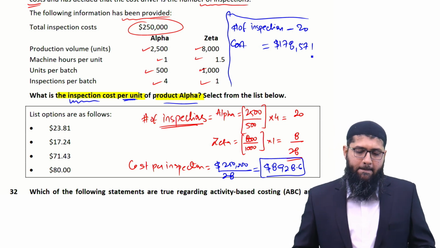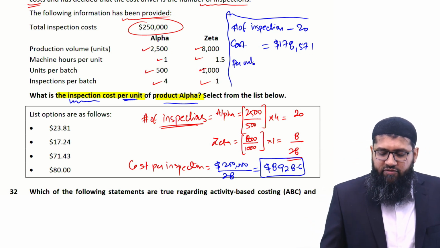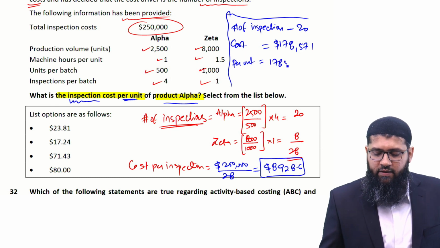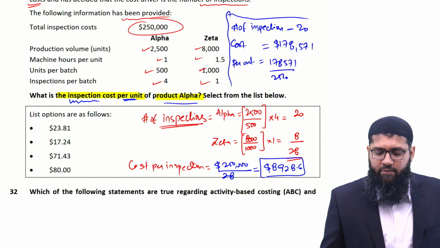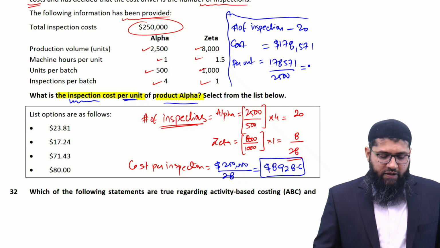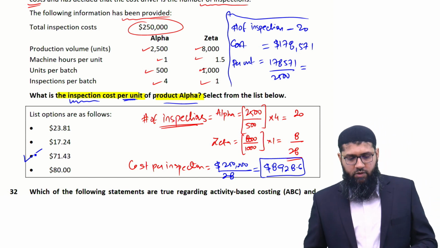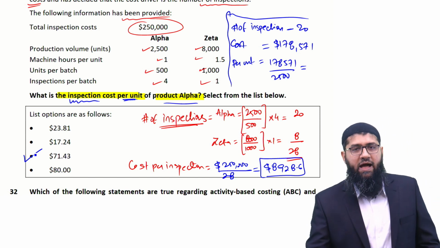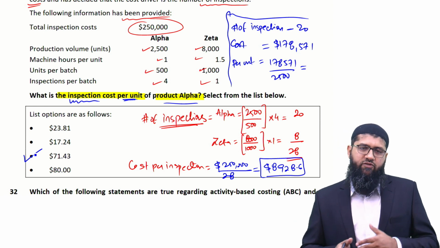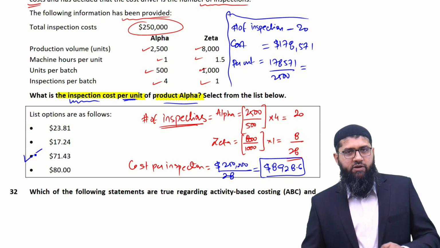Now, if I try to establish this cost per unit, I would say 178,571 divided by 2500, because that's the number of units. So resultingly 71.43 is the answer that I get. Now what exactly we had to do with respect to this question was, they had given you inspection cost and you had to calculate the inspection cost per unit.